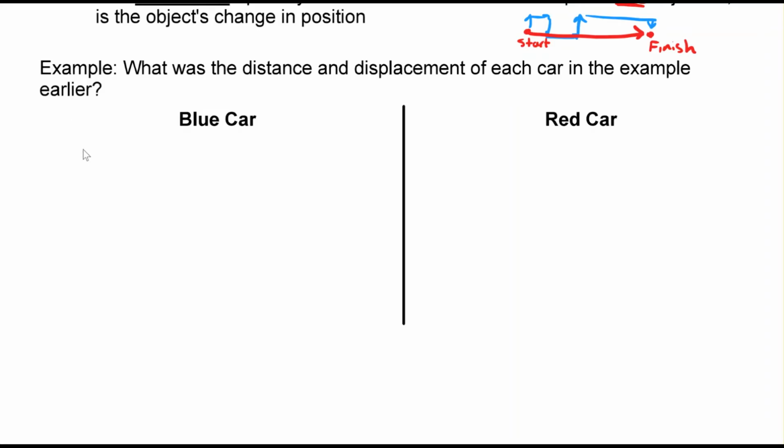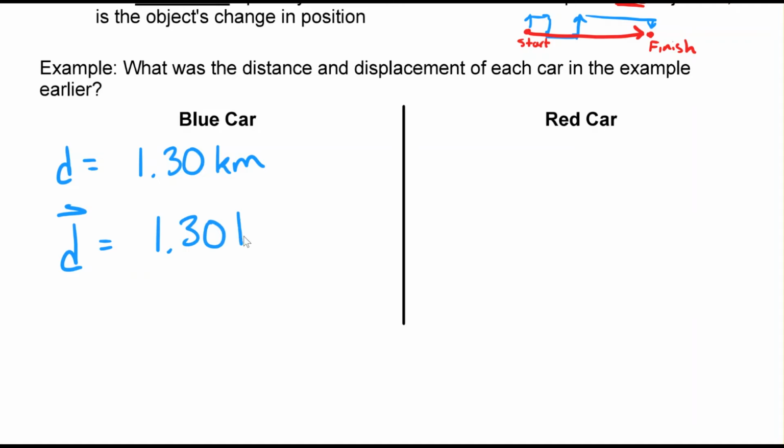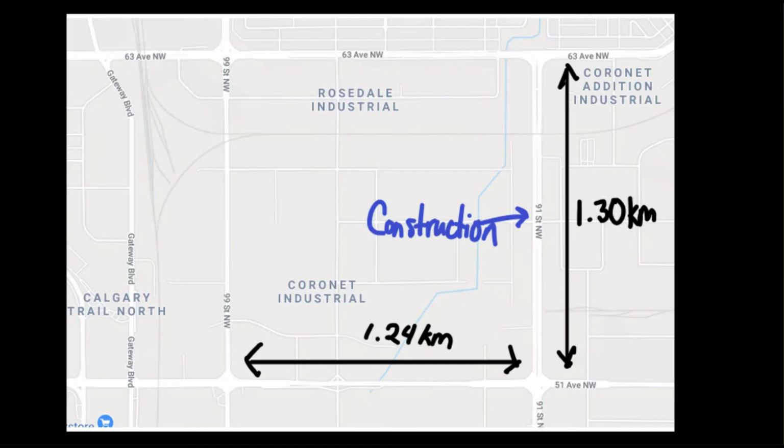For the blue car, the distance, right, D with no arrow, was 1.3 kilometers. That's pretty easy, no problem. Its displacement was 1.3 kilometers, and we have to be very specific about what direction it went. It started at the bottom and went to the top. So what direction was it traveling? It was traveling north. Okay, so that was easy with the blue car. So let's go check out the red car.